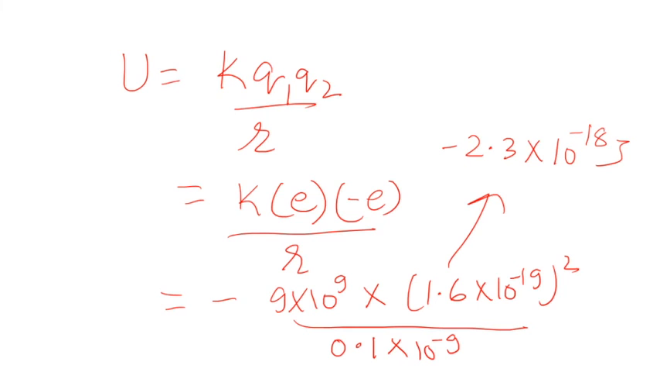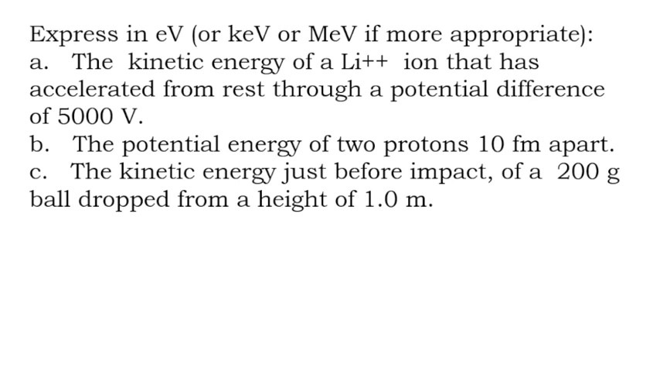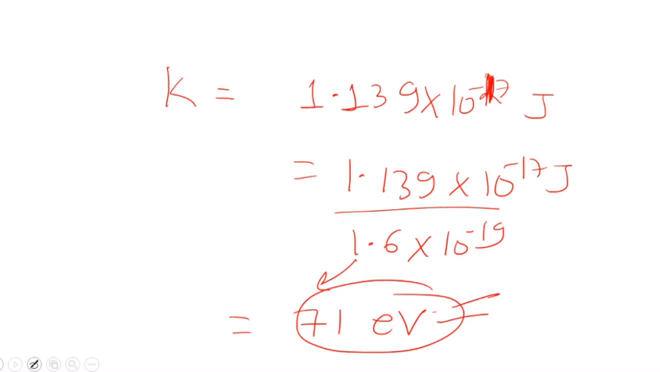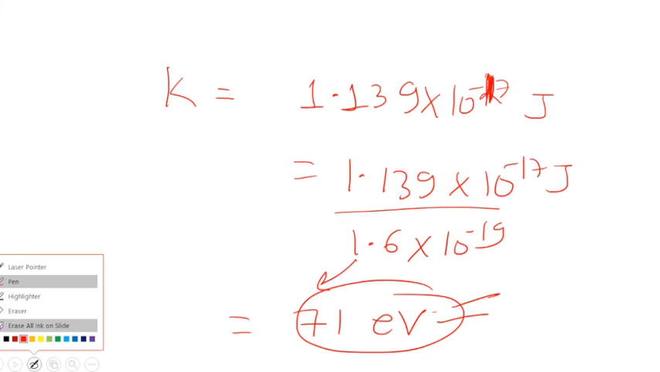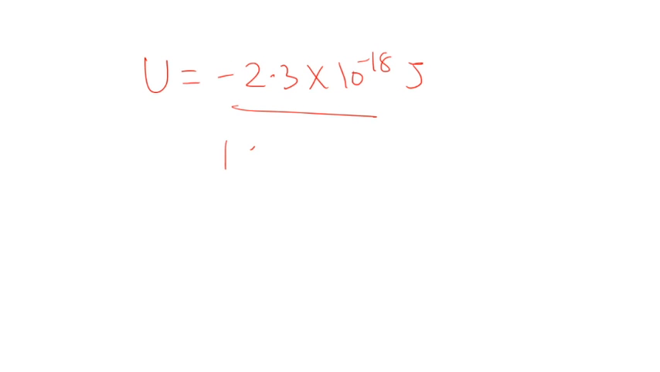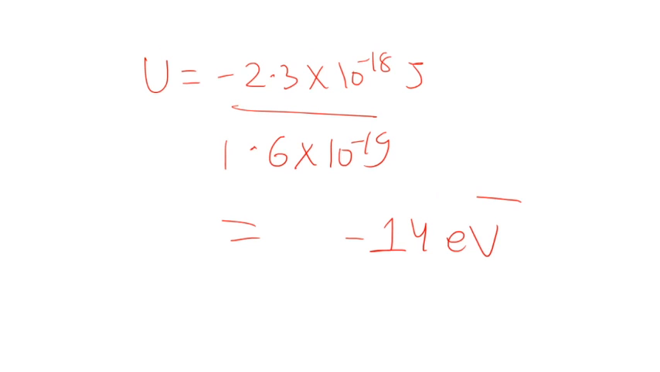Okay, so this is the potential energy. If you want to calculate this energy in terms of electron volt, simply divide by E. So let me calculate that. We got our potential energy as minus 2.3 into 10 to the power minus 18 joule. If you divide it by 1.6 into 10 to the power minus 19, you get it into electron volts. So this comes at minus 14 electron volts.